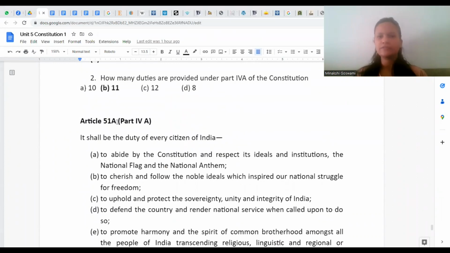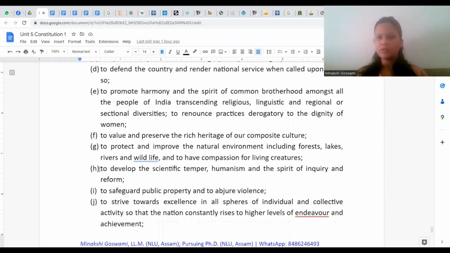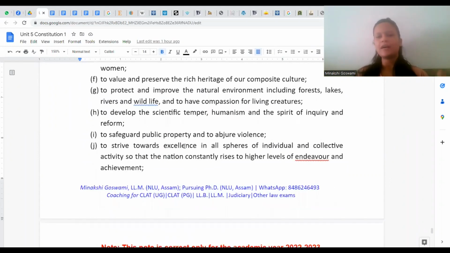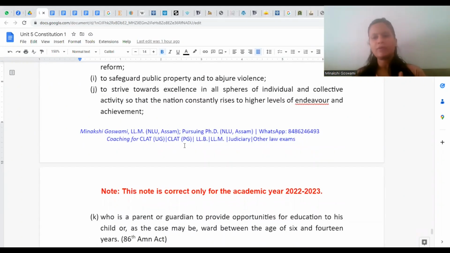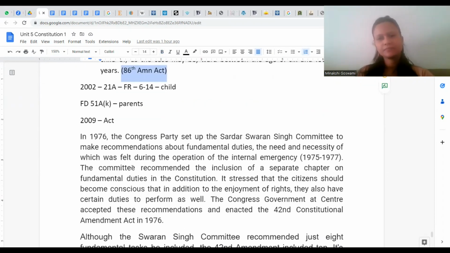Article 51A, Part 4A. After the directive principles, this part was added, Part 4A, with one Article 51A, and these are the sub clauses. Article 51A, Clause A talks about the first fundamental duty. Like that, we have 10 duties by way of the 42nd Amendment Act. But later on, one more duty was added by the 86th Amendment Act. So in total we have 11 fundamental duties.